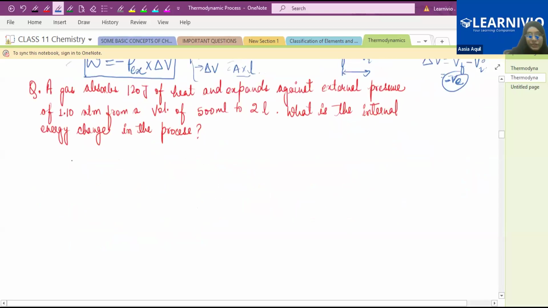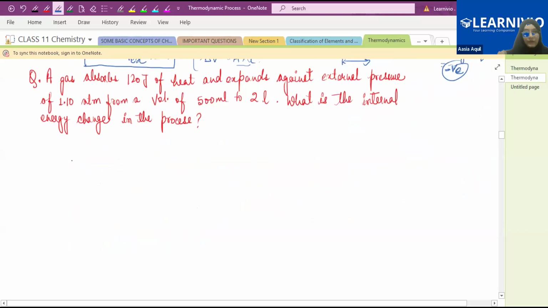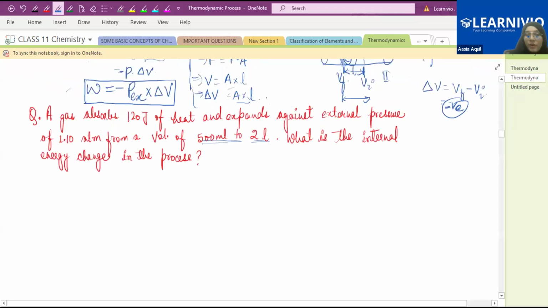Now let's see this question. A gas absorbs 120 joule of heat and expands against external pressure of 1.10 atmospheric pressure from a volume of 500 ml to 2 liter. What is the internal energy change in this process? It is very easy because we have already derived the formula. W equals to minus P external into delta V.